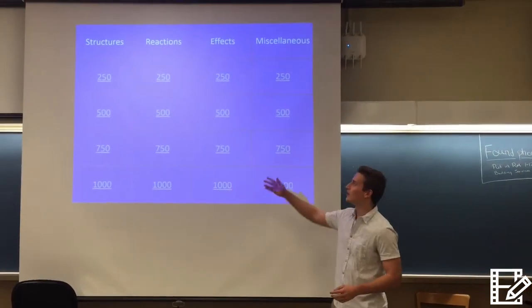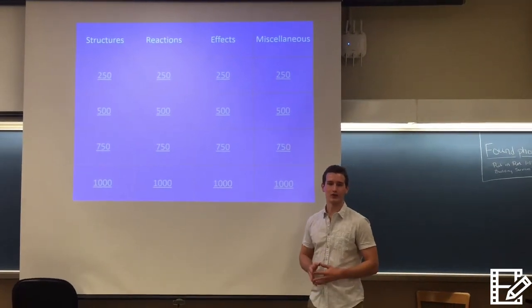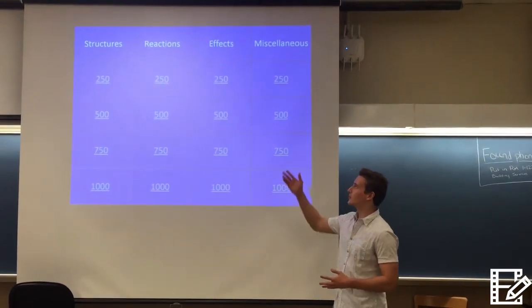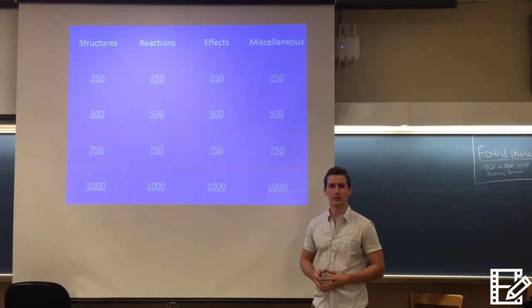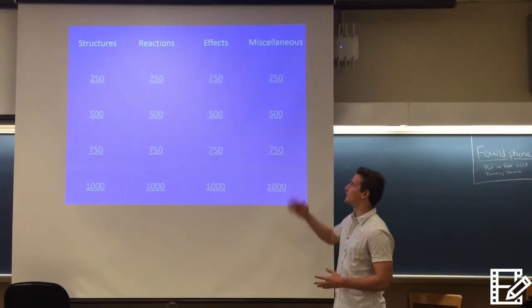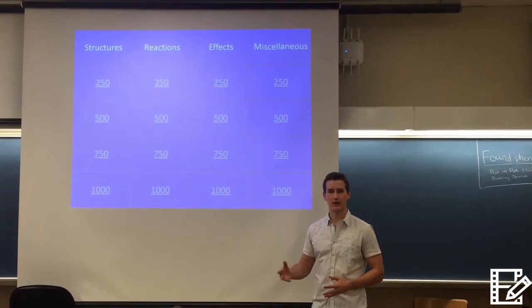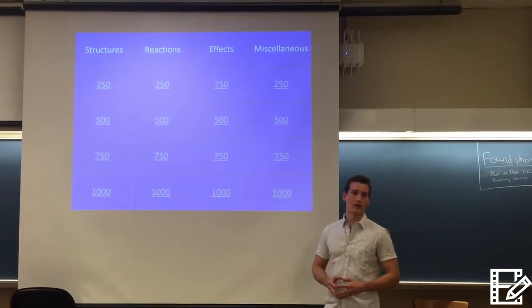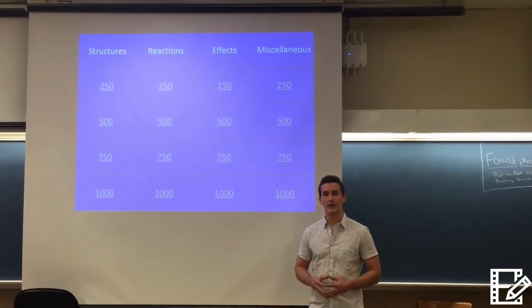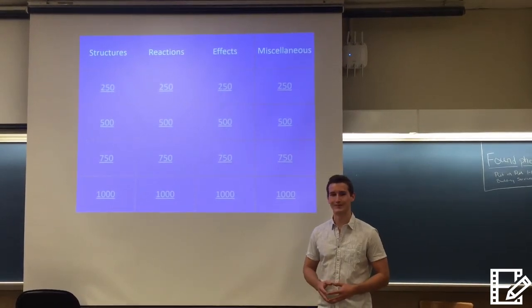Let's look at the categories. The first category is structures, and those questions will be centered around the structures of the painkillers. The second category is reactions, and that'll have to do with the mechanisms of the painkillers in the body. The third category is effects, and that'll have to do with various effects that painkillers have on the body. And then the last category is miscellaneous, where the questions about the painkillers could be anything. So let's start with structures for 250.